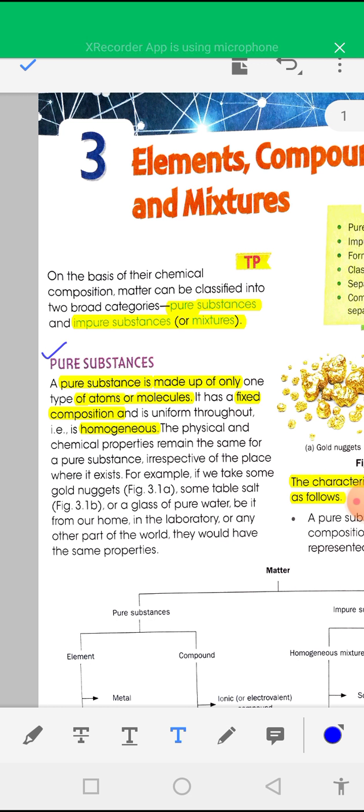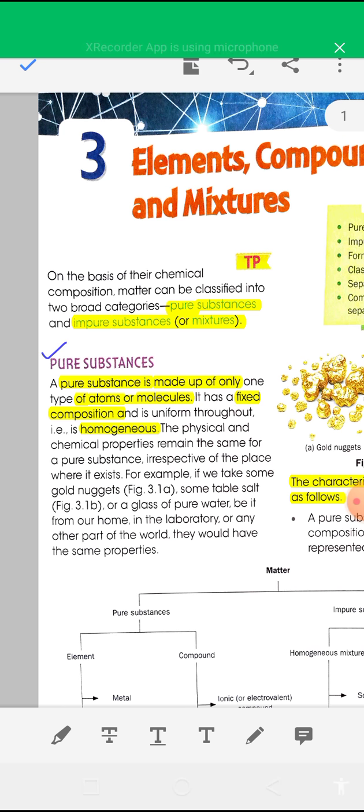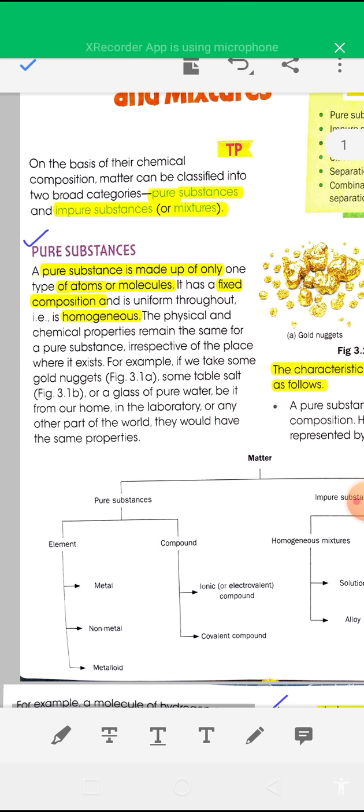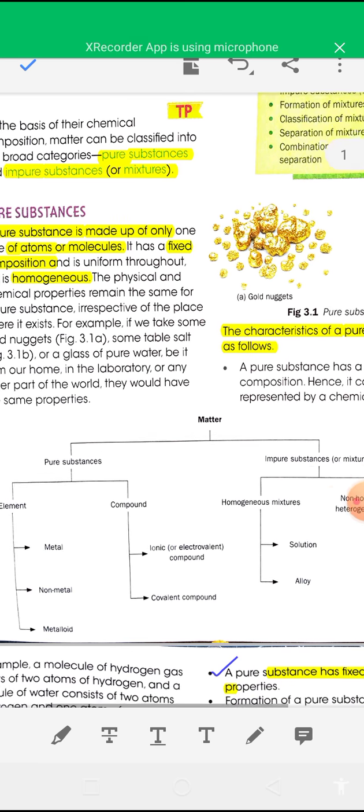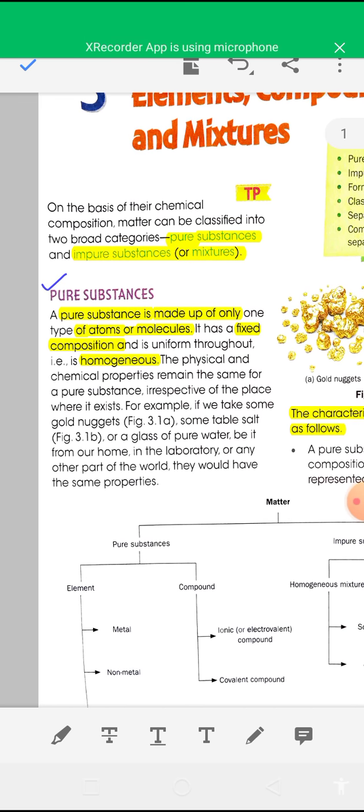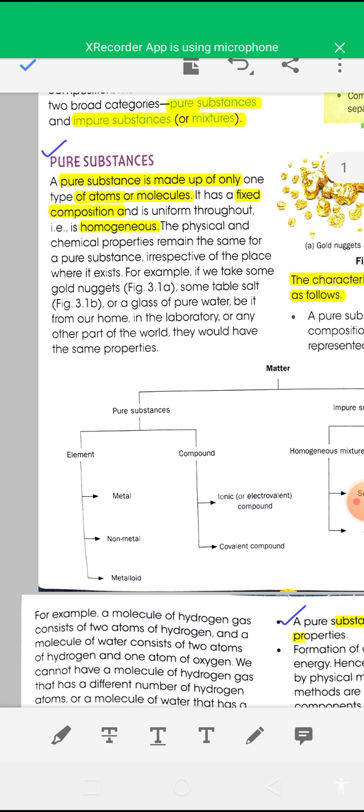Okay. And on the basis of chemical composition, matter can be classified in two broad categories. One is pure substance, another is impure substance. So first I will discuss pure substance.